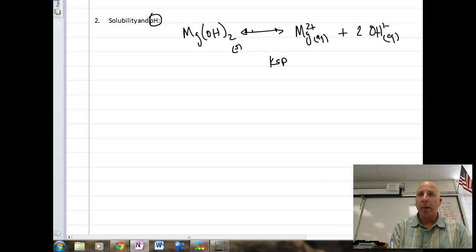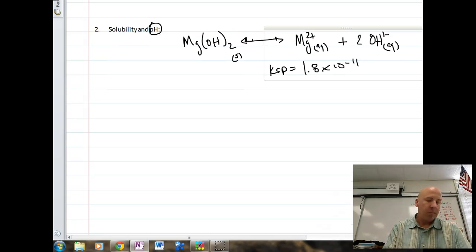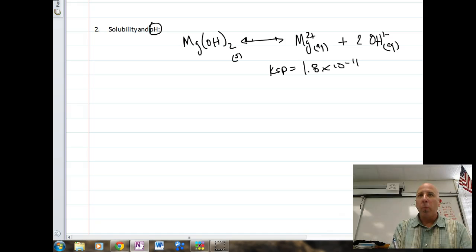KSP of this, by the way, is equal to 1.8 times 10 to the negative 11th, which is, again, very small. And so we know that this equilibrium mixture is going to lie very much to the left. We're going to have just a little bit of magnesium and a little bit of hydroxide. And the reasoning behind it is this: magnesium hydroxide, we would consider a weak base, not a strong base, because we have less than 100% ionization occurring.